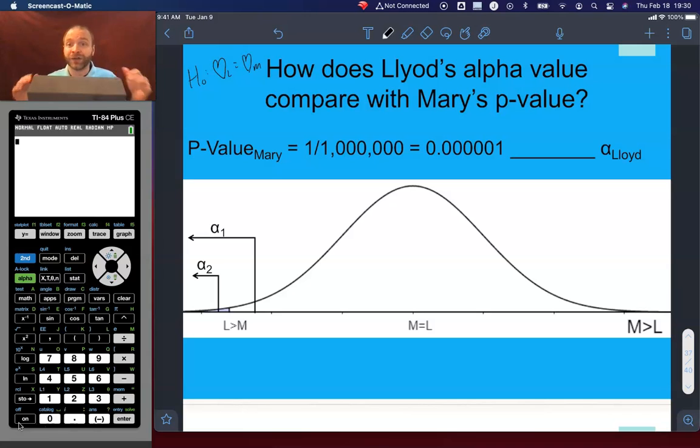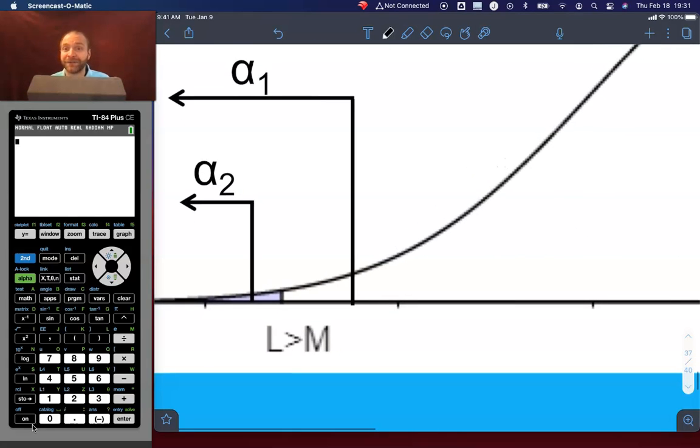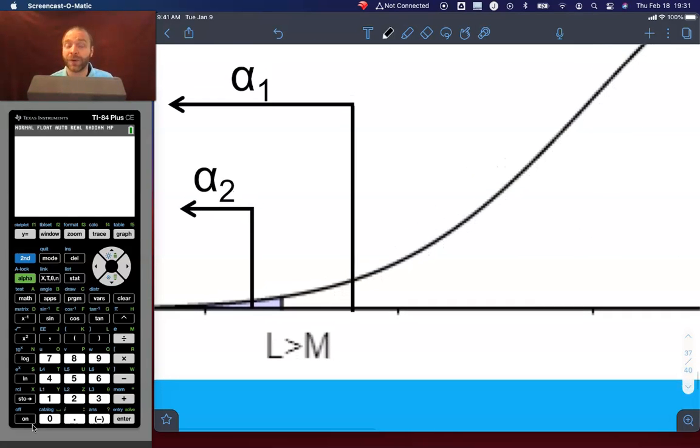Now, the alternative hypothesis is that Lloyd's love is greater than Mary's love. And really that also means Mary's love is less than what Lloyd has. Mary doesn't love Lloyd as much as Lloyd loves her, in other words. So which of these represents, if this is what's going on, and she says you have a 1 in 1,000,000 chance, which alpha level do you think Lloyd wants?